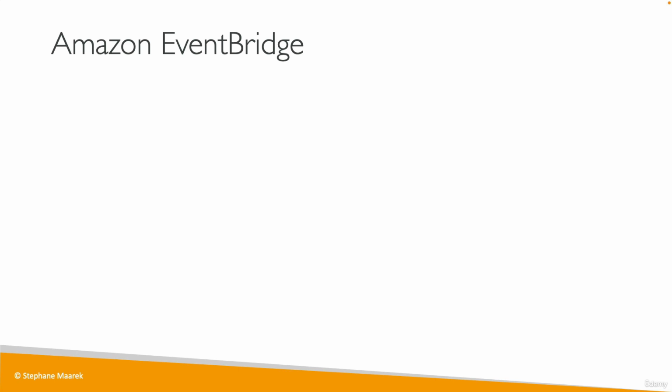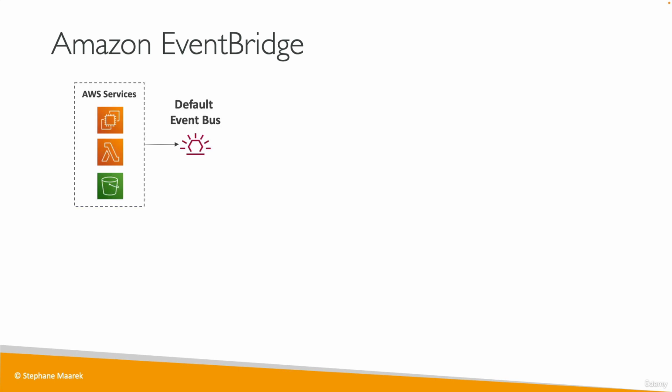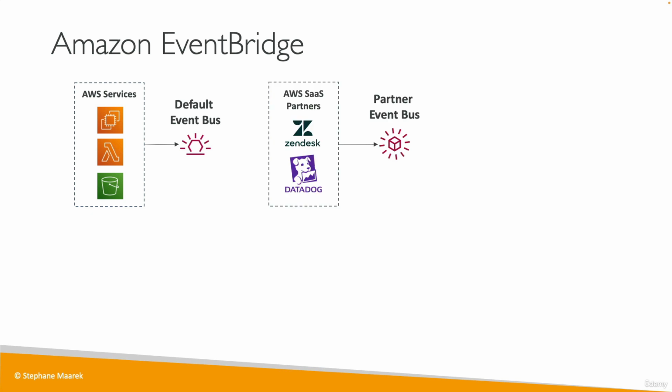Finally, EventBridge has more capability. So what I've shown you is called the default event bus. And these are events happening from within AWS services or, for example, your schedules. But it is possible for you to receive events from partners of AWS. For example, if you're using Zendesk or Datadog or others that are partners with AWS, then they can send their own events into your account through a partner event bus. And therefore, you can react to events happening outside of AWS as well.